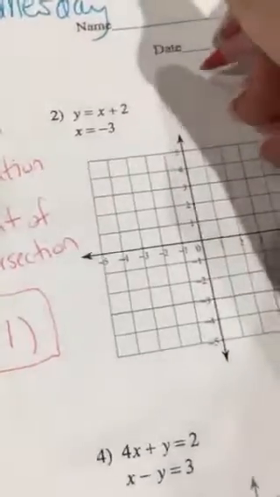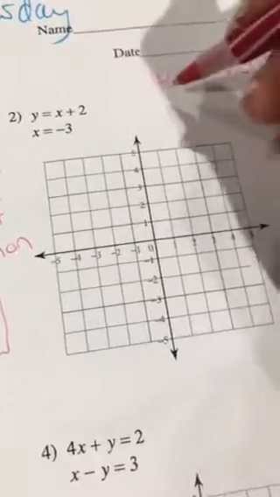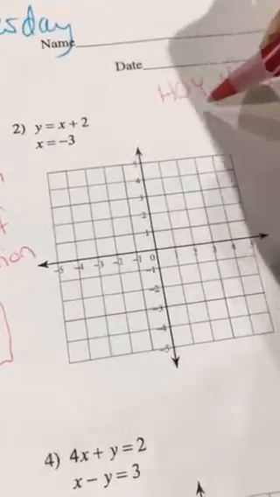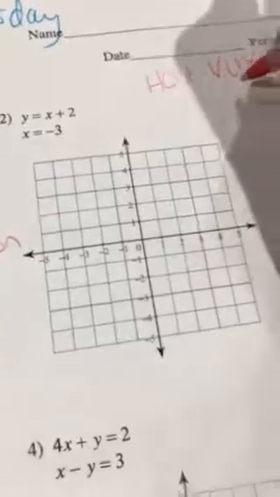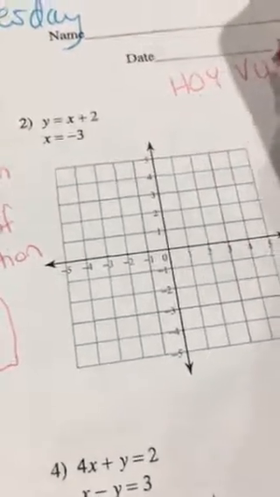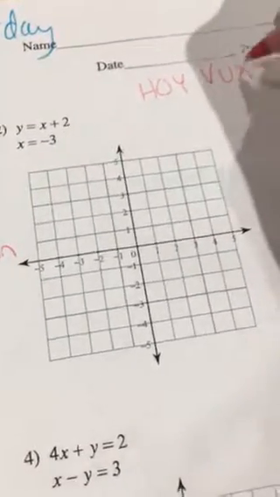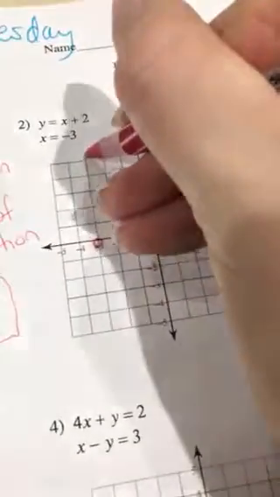Number 2 is a little bit more fun, because number 2, I have an x equals negative 3. So remember this acronym right here. Horizontal line is a 0 slope, and that's y equaling something. Vertical line is undefined, x equaling something. So I have x equaling negative 3, which is here, and it's going to be a vertical line, and that's an undefined slope.